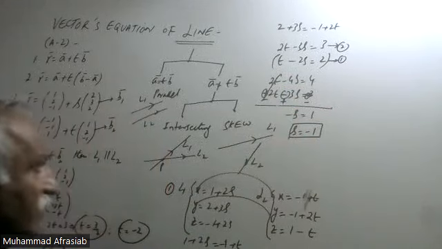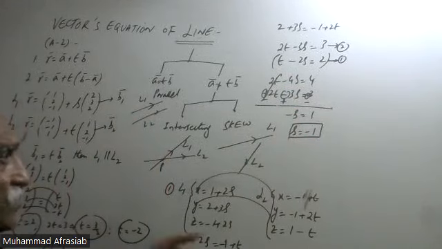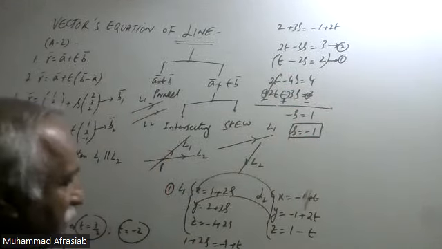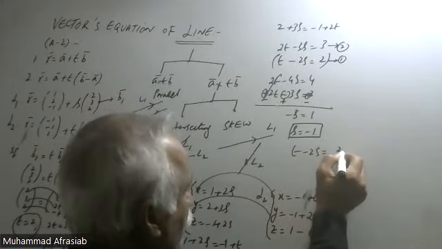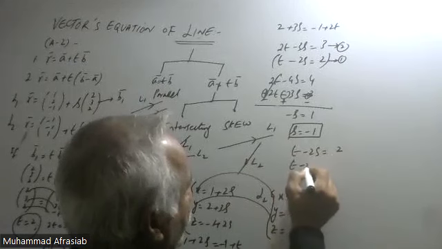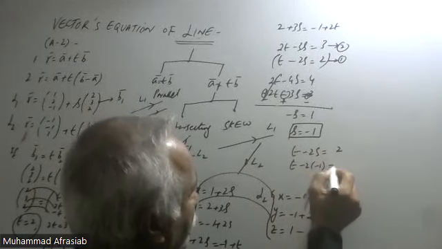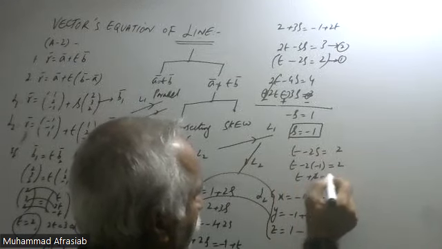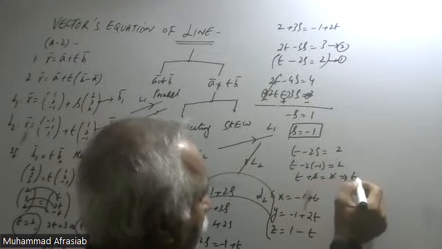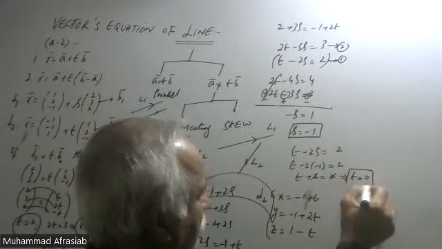Now we put this value into either equation 1 or 2. Then t minus 2s is equal to 2. With s equal to -1, t plus 2 is equal to 2. So t is equal to 0.